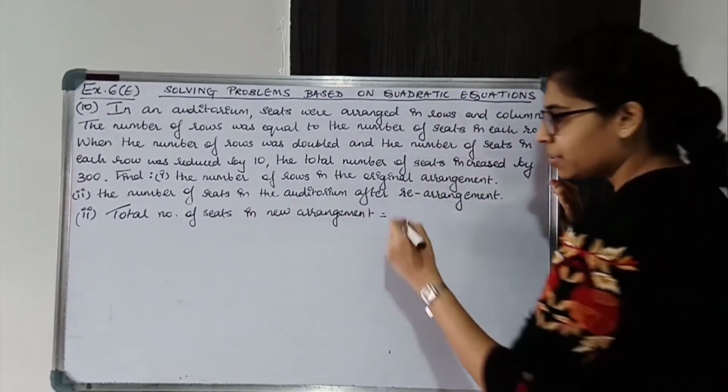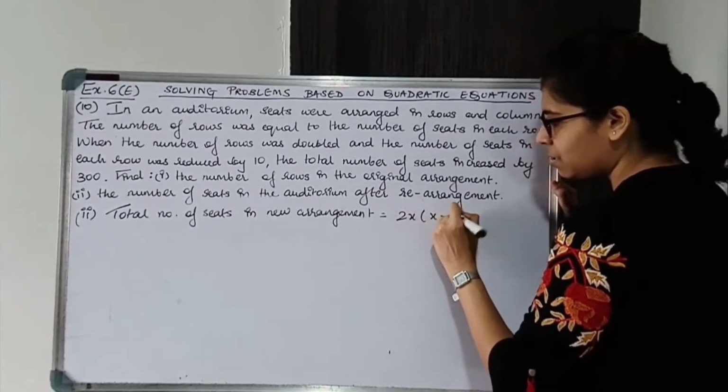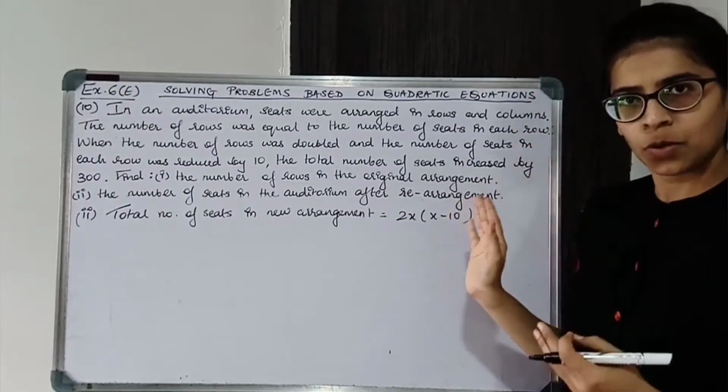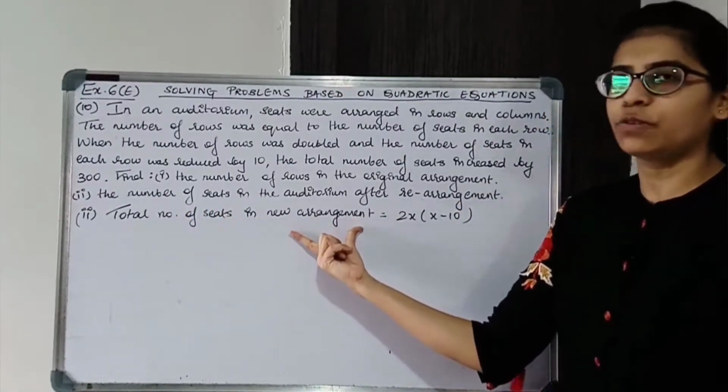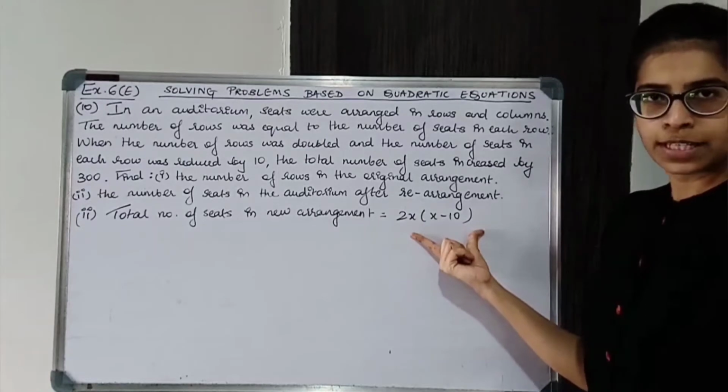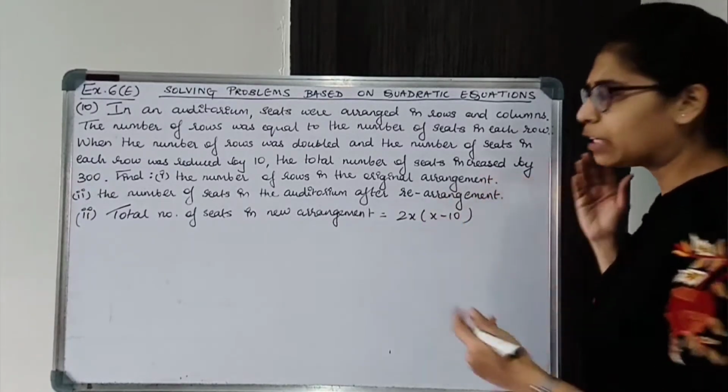We had found it is 2x into x minus 10. It is written in the table. So you can directly write down the total number of seats after rearrangement, or in the new arrangement, is equal to 2x into x minus 10. Now substitute the value of x.